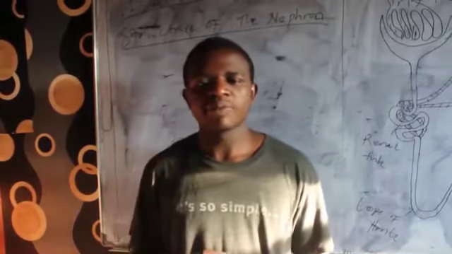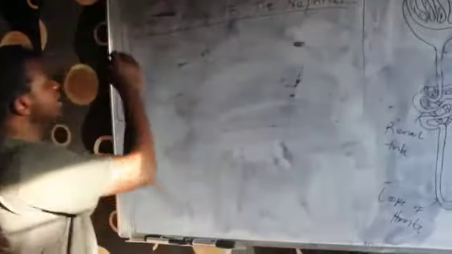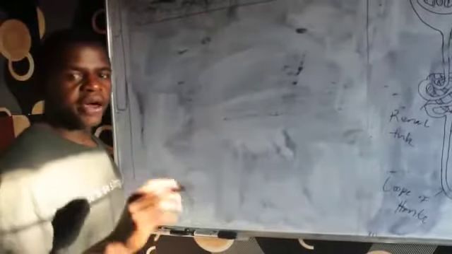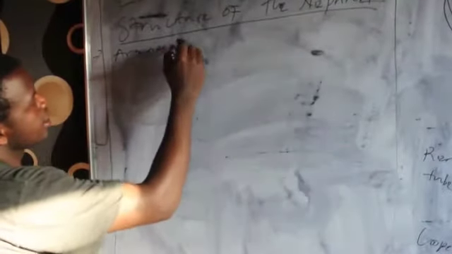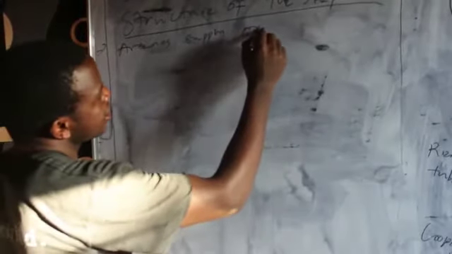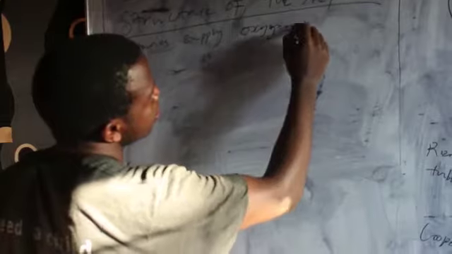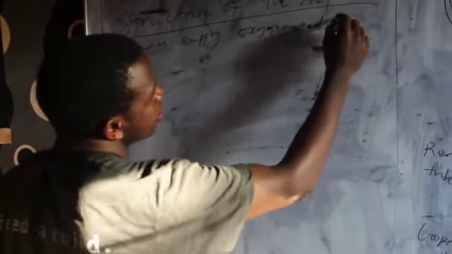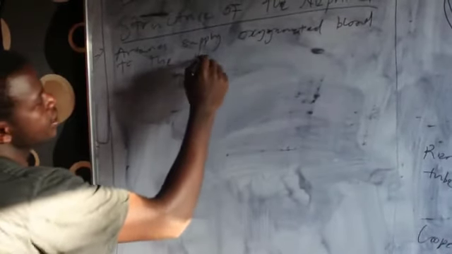So I'm going to write the points that I've just been saying. I've said each kidney is supplied with oxygenated blood by the arteries. So the arteries supply oxygenated blood to the kidneys.